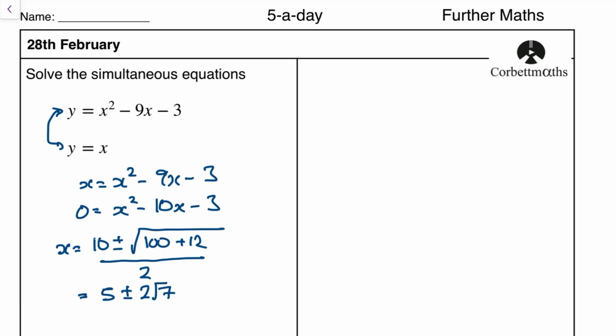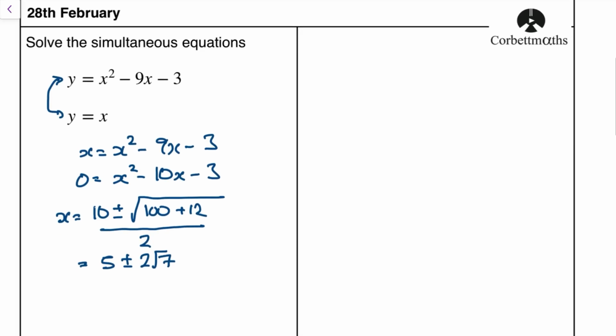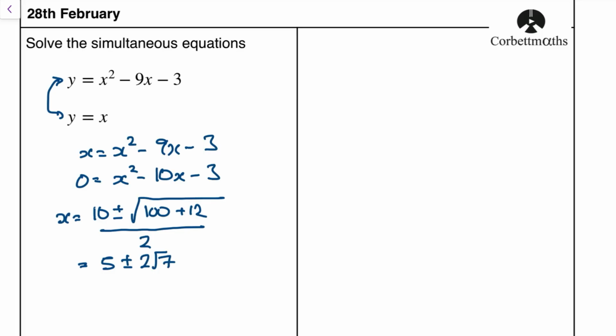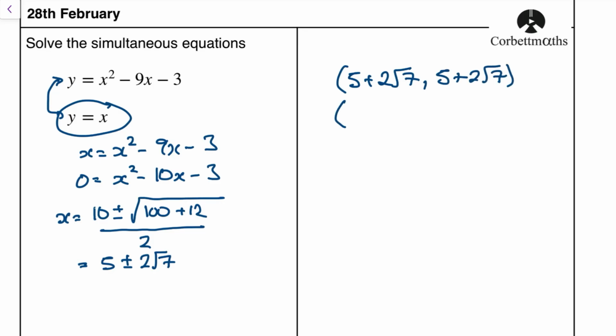It doesn't actually say whether we want the exact form or not, so let's keep it in exact form. Remember that y equals x. So my solutions are going to be x equals 5 plus 2 root 7 and y equals 5 plus 2 root 7, or x equals 5 minus 2 root 7 and y equals 5 minus 2 root 7. Nice little question at the end. If you got that, well done. I quite enjoy that question. It's a clever little question. Next one.